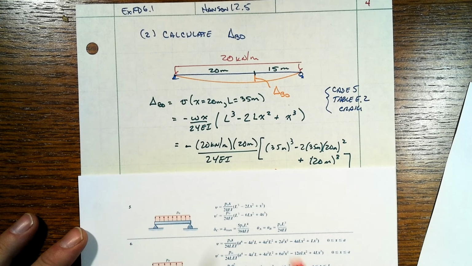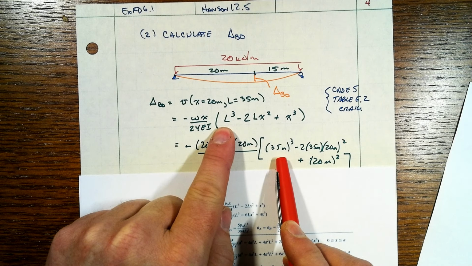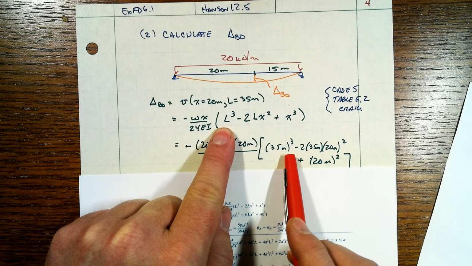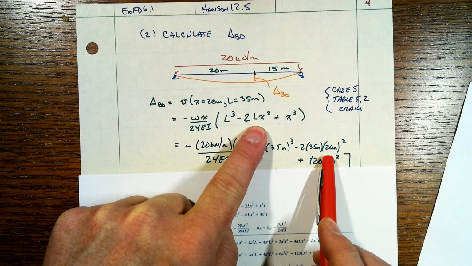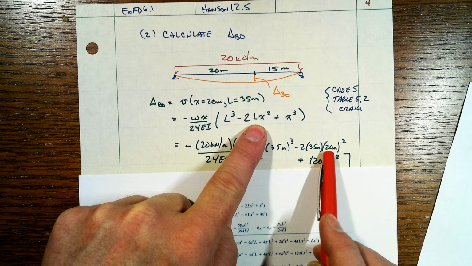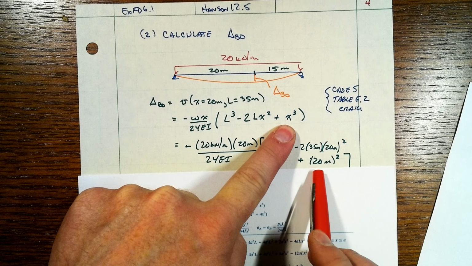Alright, so we put in all the numbers. You got to be really careful of units, right? L cubed is the 35 meters, all of that cubed, right? Minus the 2 times the L, 35 meters, times the x squared, 20 meters, all of that squared, plus the x cubed. So that's not 120 there, that's just 20 meters, all of that cubed.